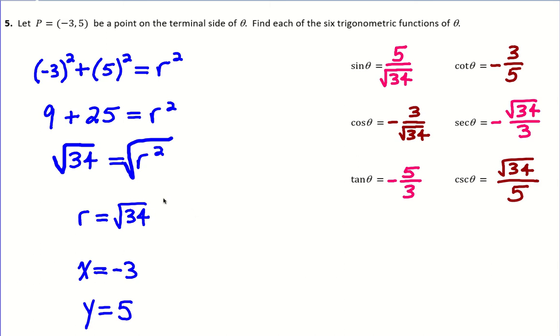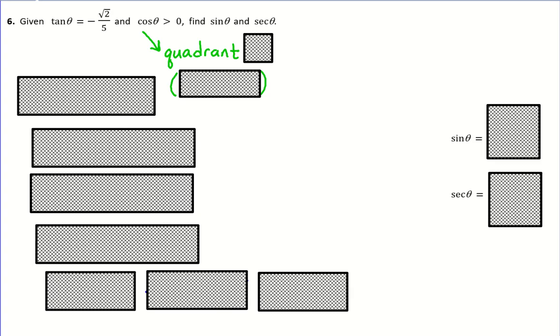And one final note: root 34, if it needed to be simplified, then you better simplify it for the full points. But root 34 cannot be simplified, so you just don't do anything. But if this was like root 8, for example, you would have needed to simplify that square root in your final answers.